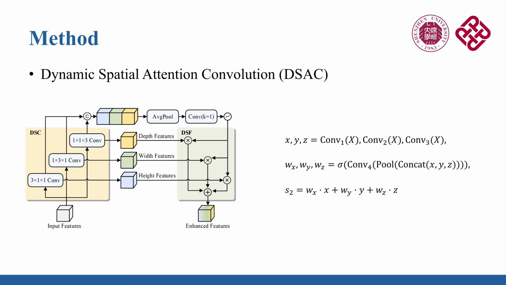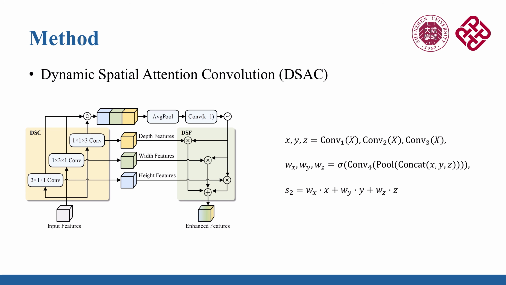3D vessels exhibit spatial anisotropy. Specifically, along the vessel direction, vessels show an elongated morphology, while in the cross-sectional plane, they show an elliptical morphology. Traditional convolution operations perform the same operation along each spatial direction, making it difficult to effectively capture these anisotropic features. Therefore, we designed the Dynamic Spatial Attention Convolution, or DSAC.